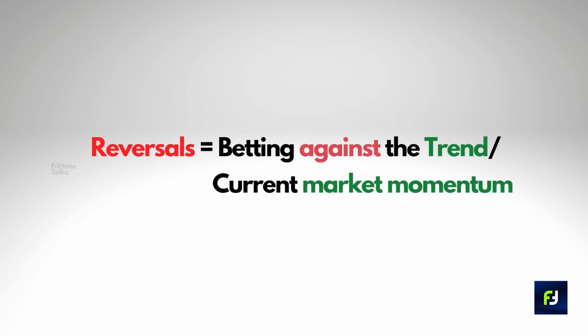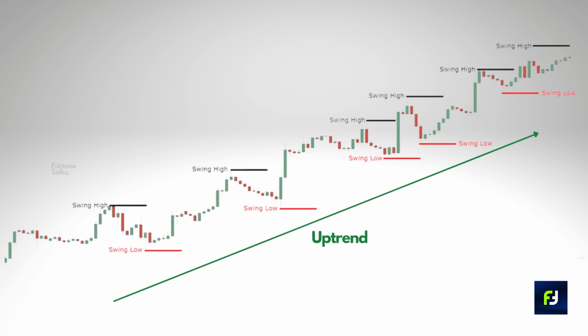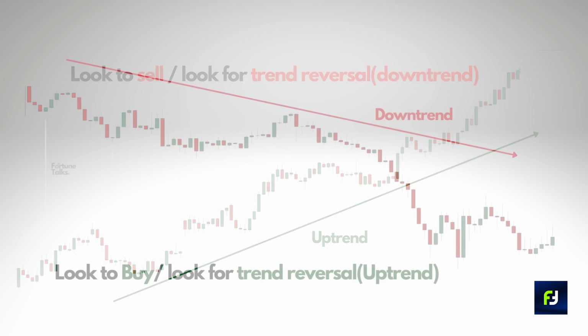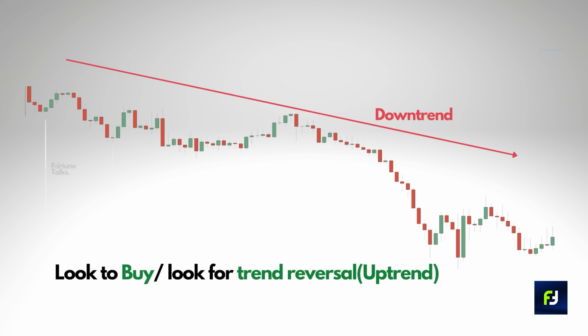So, as a reversal trader, you are in essence a counter trend trader who is trading against the trend or the current market momentum. For example, let's say the market is in an uptrend, making a series of higher highs and higher lows. As a reversal trader, you look to sell in that uptrend. Or if the market is in a downtrend, then as a reversal trader, you are looking to trade against the trend and the momentum. Reversal trading, especially trend reversal trading, can be a profitable way to trade the markets.